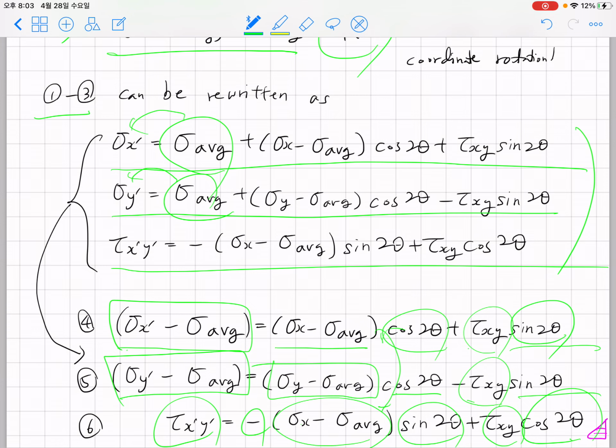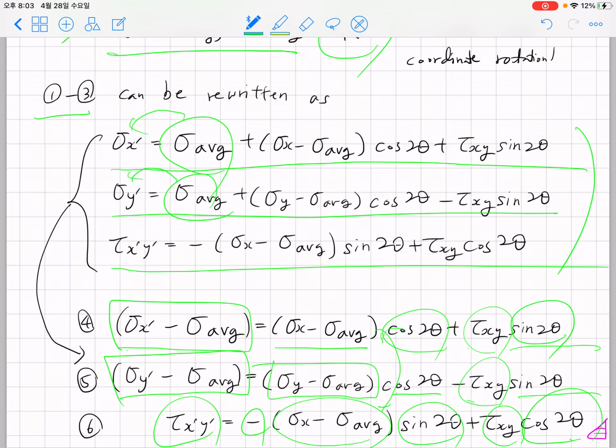So this reminds us of something we have learned in calculus, and in the next video we'll try to make an analogy between this equation and the vector transformation, or vector rotation, equation we learned back in calculus.